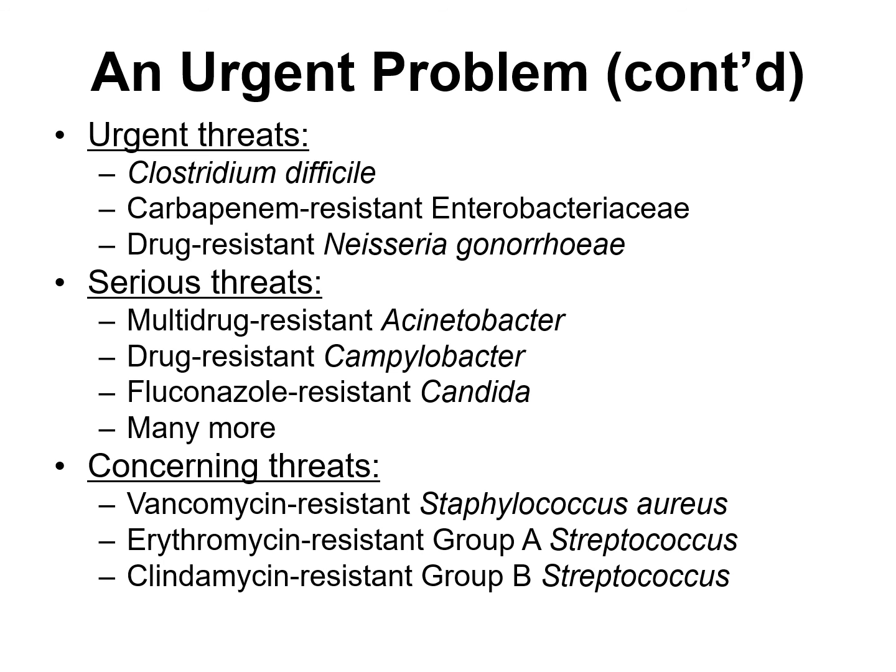So, urgent threats, we have C. diff, Clostridium difficile, carbapenem, which is an antibiotic, a very strong one. Carbapenem resistant Enterobacteriaceae is a group of bacteria that affect the gut and cause really bad diarrhea. Drug resistant Neisseria gonorrhea, again, is the causative agent for gonorrhea. So, we have some serious threats.